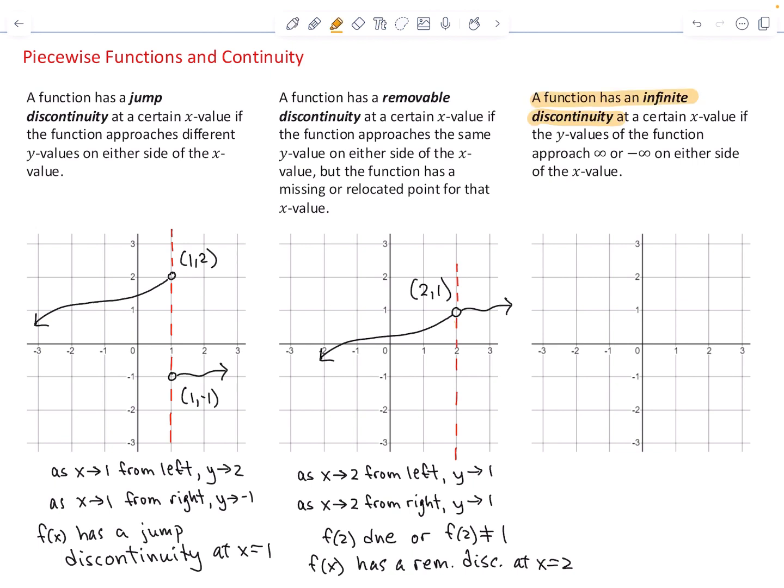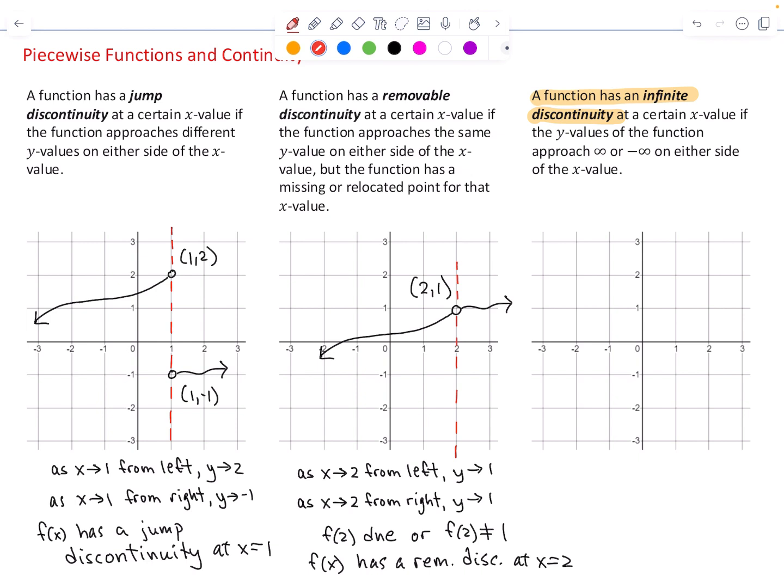Now, a function has an infinite discontinuity at a certain x value if the y values of the function approach infinity or negative infinity on either side of the x value. Therefore, this x value would be the location of a vertical asymptote. So suppose we have a vertical asymptote at x equals -1. So on one side, perhaps the function follows the asymptote up, and on the other side, perhaps the function follows the asymptote down. Or perhaps there's only an asymptotic behavior on one side. So this is a possibility.